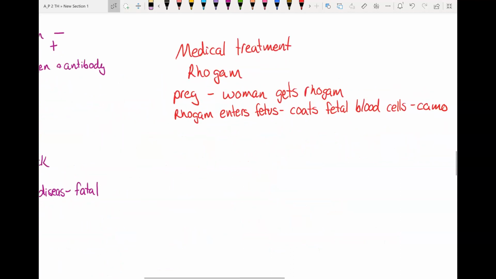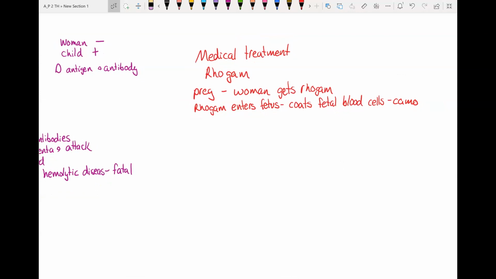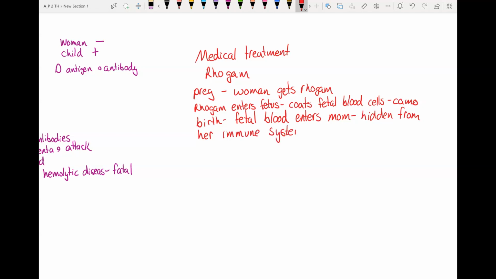So because the RhoGAM is camouflaging those fetal red blood cells, when she gives birth and the fetal blood enters the mom, her immune system doesn't know. They are hidden from her immune system. So she does not become sensitized. She does not make the D antibodies.